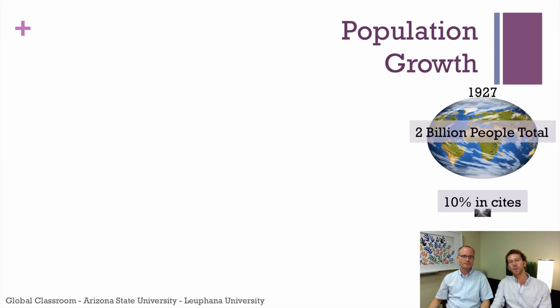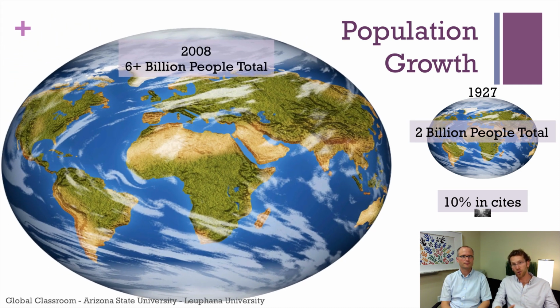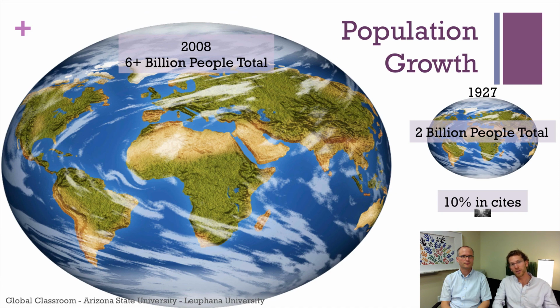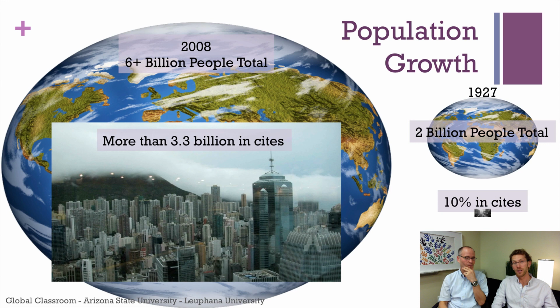So first, let's start with population. We started with population in our Sustainable Cities video, and this time we're going to take a different perspective. In 1927, there were 2 billion people on the planet, and only about 10% of them lived in cities. Today, in 2008, more appropriate to the slide, there were 6 billion people on the planet, and more than half of those people lived in cities. And that population in cities alone is more than 1.5 times the size of the total population in 1927.